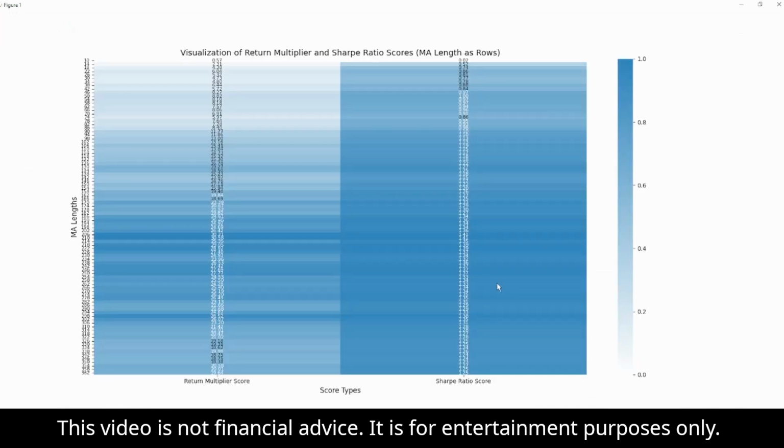Now let's take a look at the heat maps. So this one and the following one is about Bitcoin. These are the heat maps that I was presenting to you yesterday in yesterday's video.